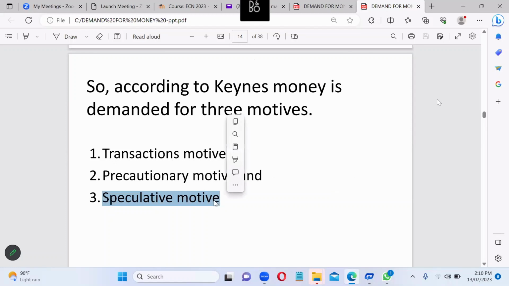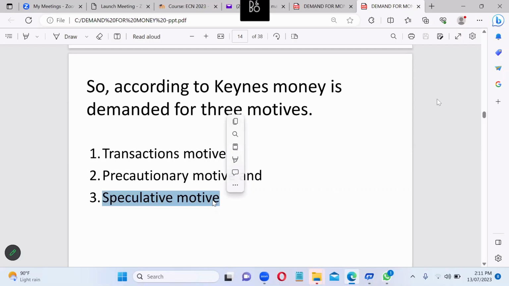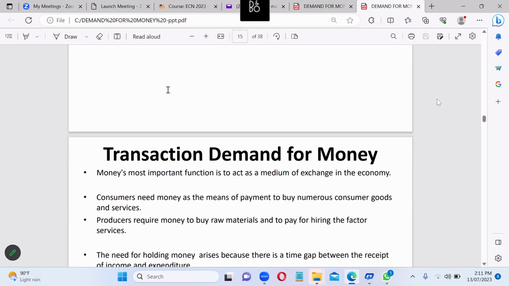The speculative motive relates to the interest rate. Once we want to invest the money in the financial sector through the interest rate, we are also holding money for the future. These three concepts, the first one is transaction, the second one is emergency purpose, and the third one is speculative motive. Keynes developed these three concepts in the demand for money.